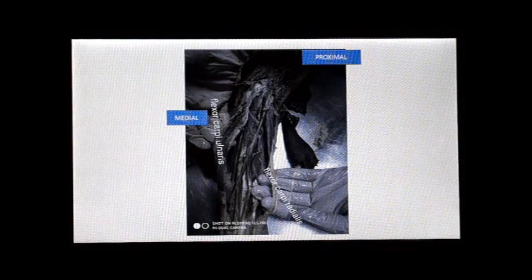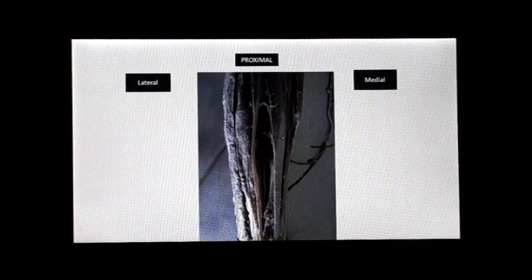The next muscle we can see is flexor carpi radialis. It gets origin from common flexor origin and lies lateral to flexor digitorum superficialis and inserts to the base of second metacarpal bone and helps in the flexion of the wrist and radial deviation.